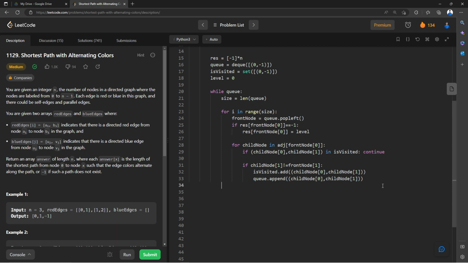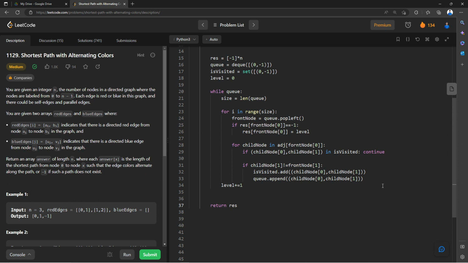Now guys, once we have done with this, we are going to say level plus plus, right? Once this loop is done, we are going to move to the next level. I hope this much is clear to you. Now once we updated the level, at the end when our queue will be empty, our result will contain all the possible paths and all the shortest paths, right? And at the end we can return our result.